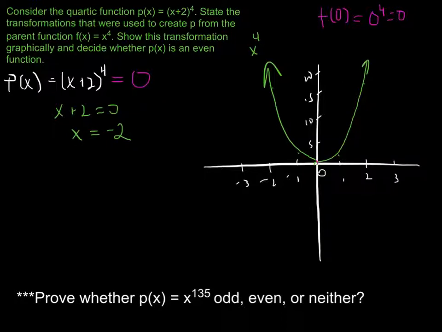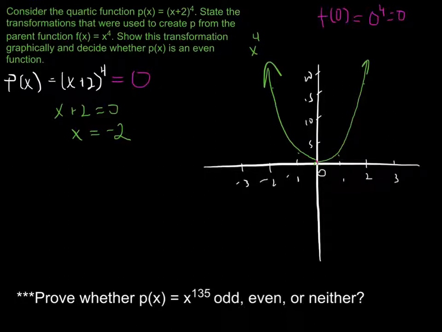And I can see that that's very clear, right? If I plug in negative 2 for x, I'm going to get negative 2 plus 2, which is 0, to the fourth power, which is 0. What does that tell us? I want you to pause the video right now and try it on your own. What do you think that tells us?